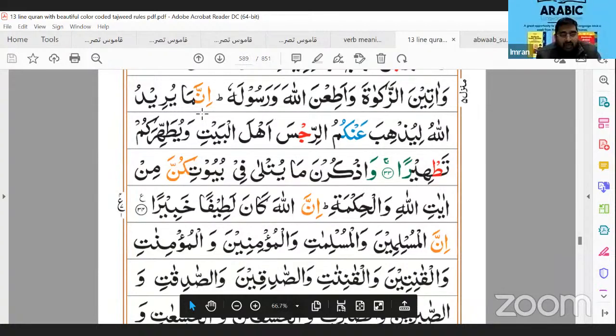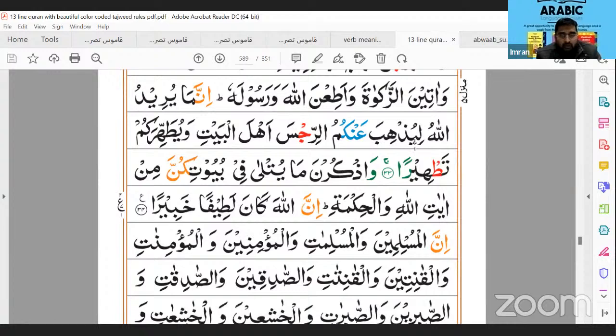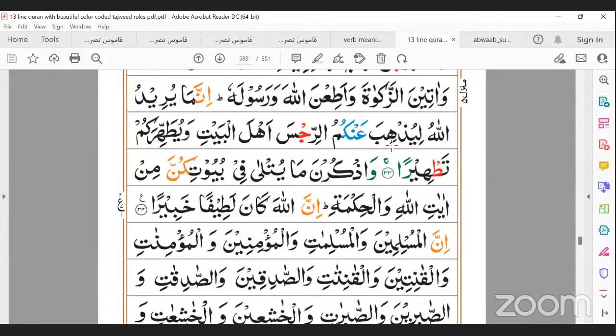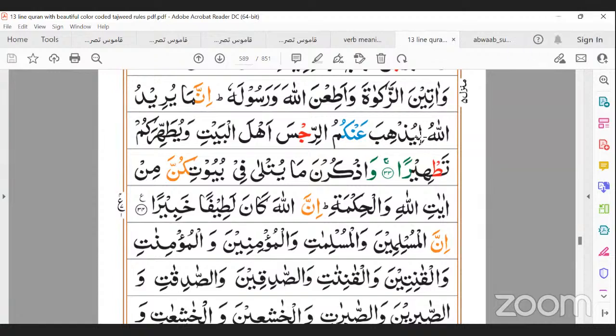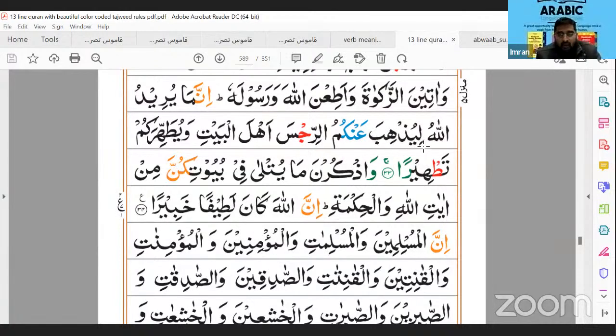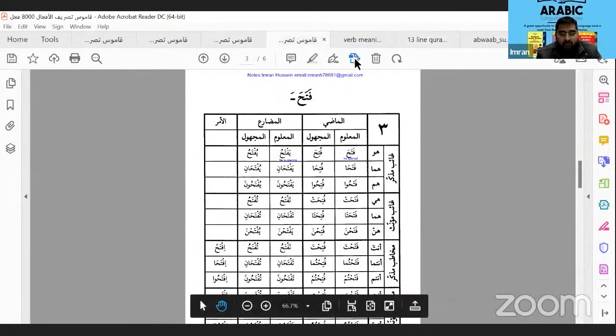Can you see this here? Innama yuridullahu liyudhiba ankum ar-rijsa. Can you see this lam? Forget this lam. The lam is changing the ba to a fatha. If I ignore the lam and make it yudhibu, that is on the pattern of the present tense of this verb.